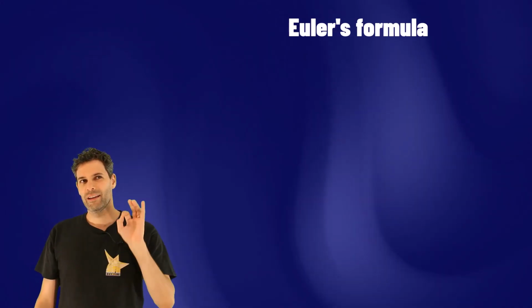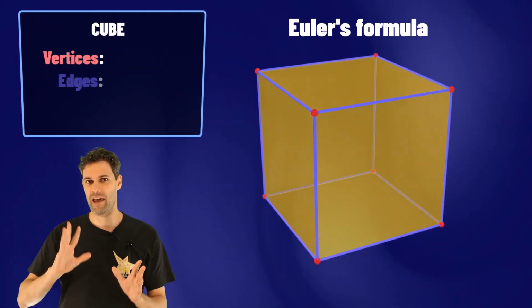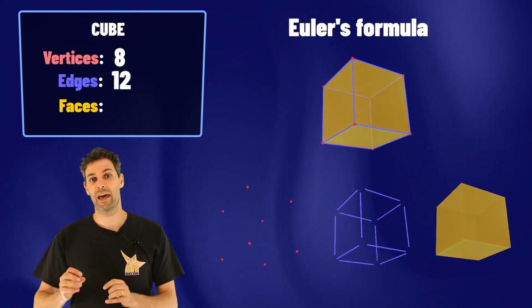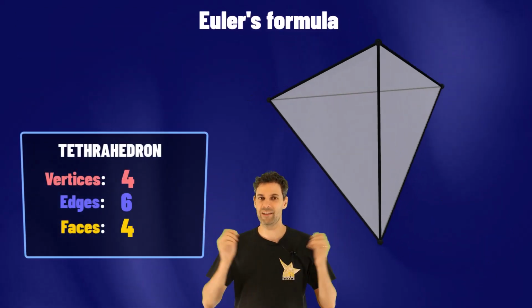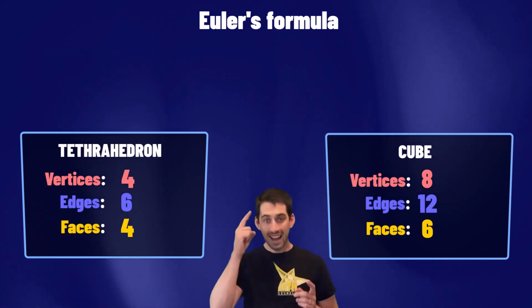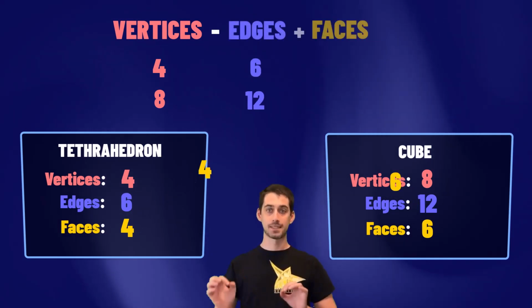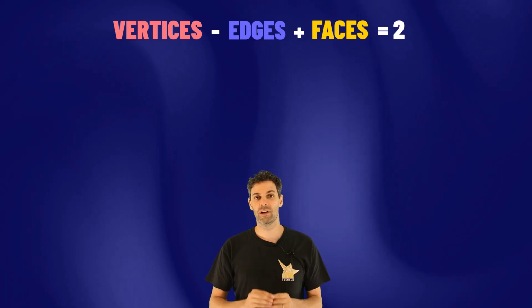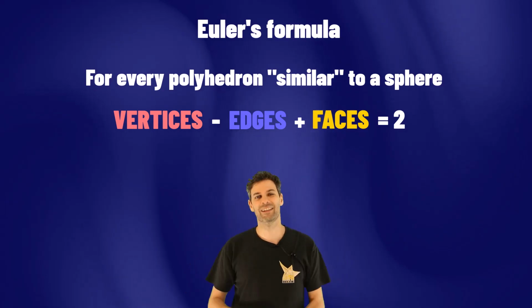Let's start with an easy polyhedron, for instance a cube. And let's count vertices, edges, and faces. In this case we have 8 vertices, 12 edges, and 6 faces. What if we do the same for a tetrahedron? These are the values, and do you see any pattern here? Yes, I remember. The number of vertices minus the number of edges plus the number of faces is equal to 2. Yes, and these are not specific cases. This expression holds true as long as the polyhedron is similar to a sphere.